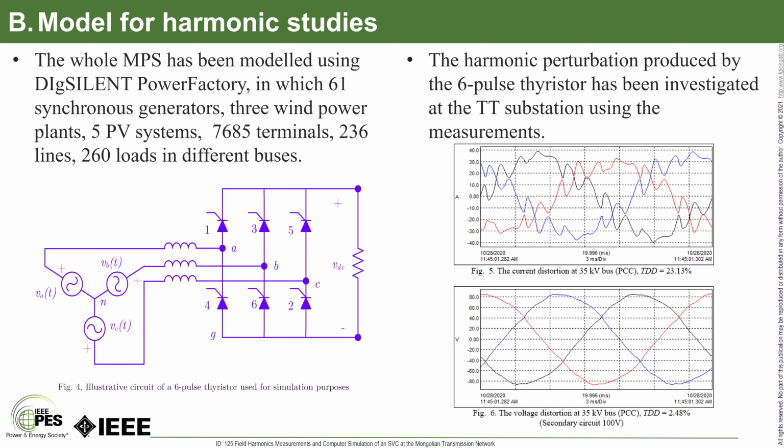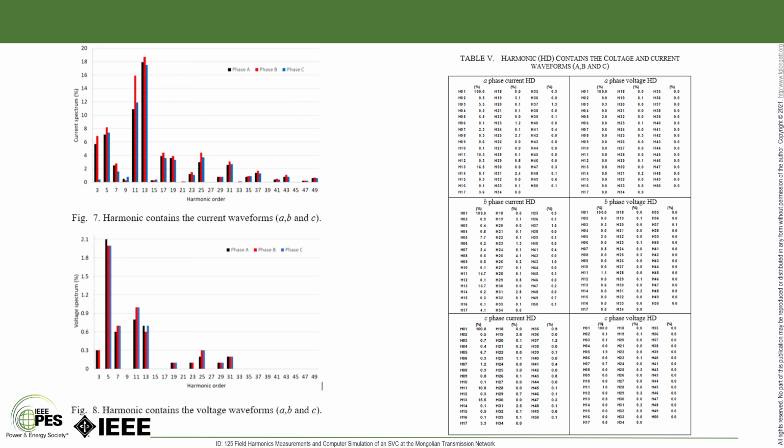We use the whole model of the Mongolian power system. We are talking about 61 synchronous generators, 3 wind power plants, 6 photovoltaic systems, 3,685 terminals, and more than 230 transmission lines, okay? In this case, we introduced the 6-pulse thyristors at the substation, and we took advantage of the measurements. You can see here the harmonic measurements that we got.